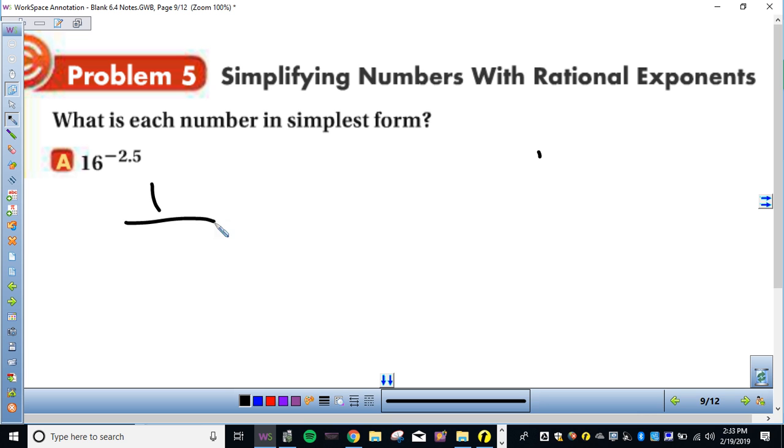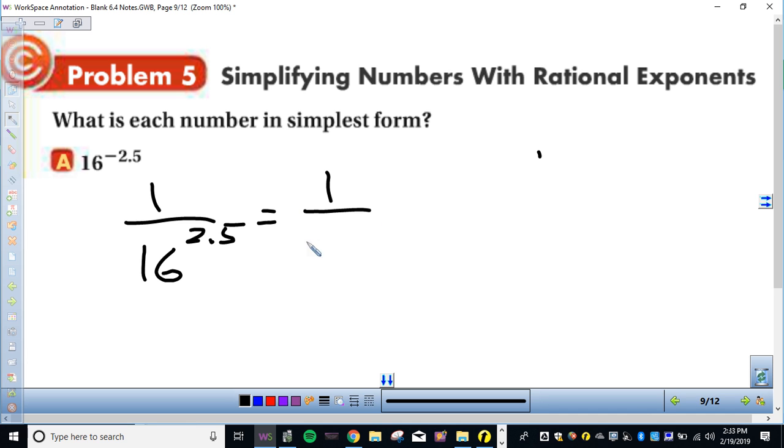So this becomes 1 over 16 to the positive 2.5 power. What's 2.5 as a fraction? 5 halves, good. So 1 over 16 to the 5/2 power.